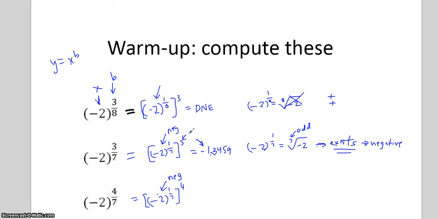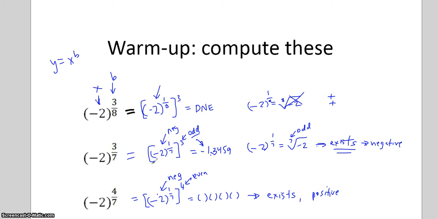Now here, this was odd before, up on this last one. This one here, we have an even number. So whatever value this negative 2 to the 1/7, the 7th root of negative 2, is, it's a negative number. Now we're going to think about that as repeated multiplication 4 times. And again, if we have a negative number and multiply it by itself 4 times, that's going to turn into a positive number. And so that's why we know this one exists and it's positive.